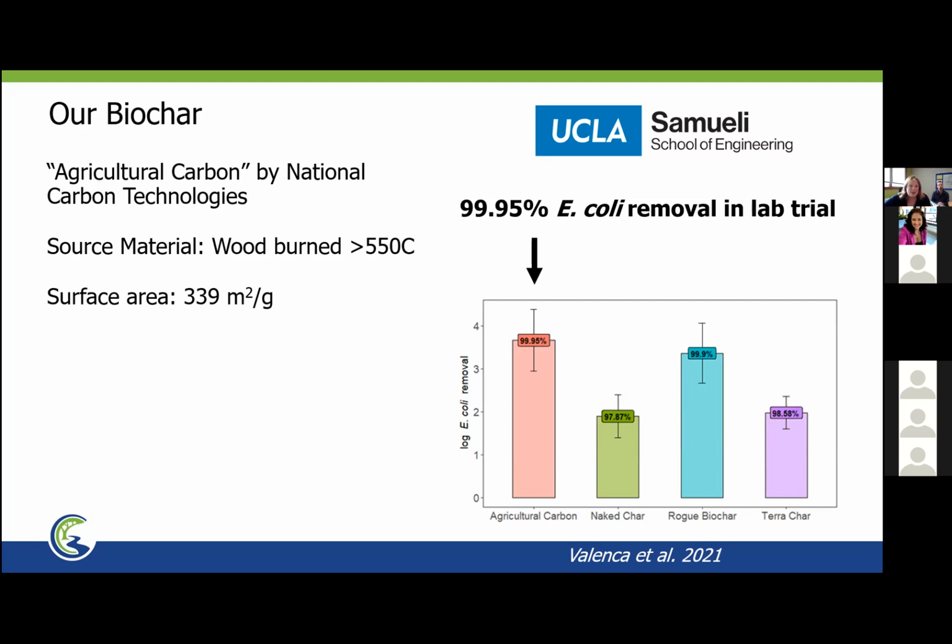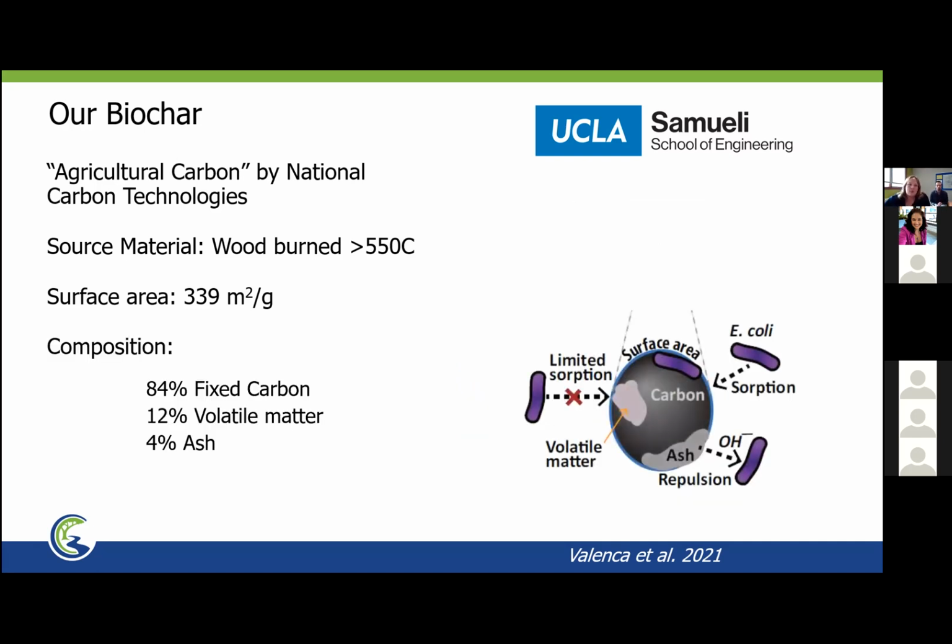The surface area was incredibly large, 339 square meters per gram, which I know is an obscure number. So we did the math. If you were to lay the amount of biochar we used, lay that surface area out, it would cover the northern half of the 7-county metro area. So, immense surface area. And then our particular biochar, this is the composition.